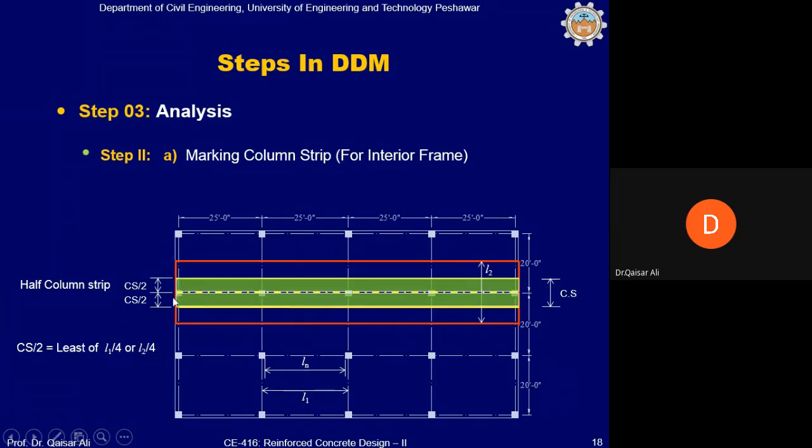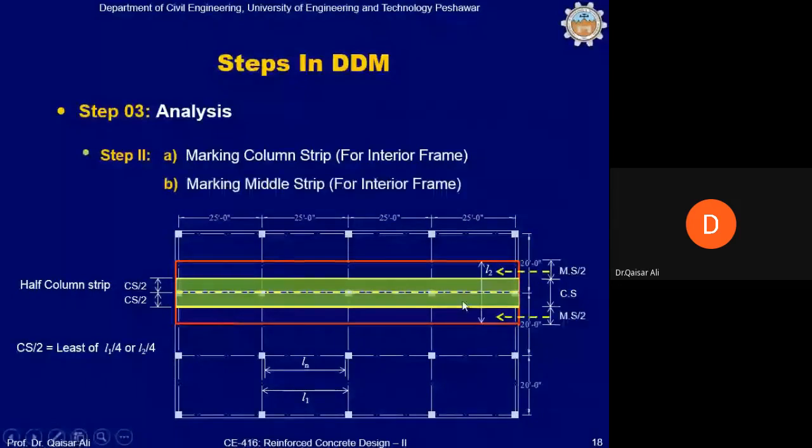And on the other side of the column center line, half the column strip will also be 20 by 4. It will be 5 feet. The total column strip will be 10 feet. Okay, and the remaining portion of the frame on both sides will be half middle strip on one side and half middle strip on this side, as shown now. Middle strip divided by 2, half middle strip and half middle strip here.